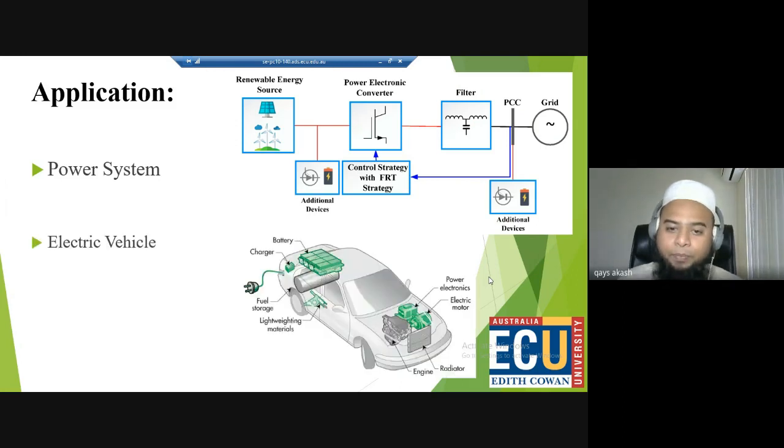Another most important application for power electronic device is electric vehicle. All over the world, this electric vehicle is very well known anywhere.